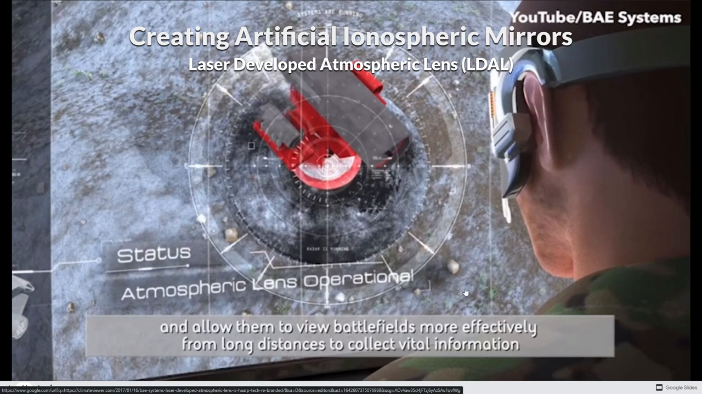But here is from their own infographic video CGI thing: creating artificial ionospheric mirrors, laser developed atmospheric lens, and allow them to view the battlefield more effectively from long distances to collect vital information. So basically creating a magnifying glass out of the ionosphere so that they can then use their cameras to spy through that magnifying glass and obviously magnify things to make them sharper. And this is an individual sitting in some Defense Department building, looking at the camera feed and looking at an anti-aircraft missile.